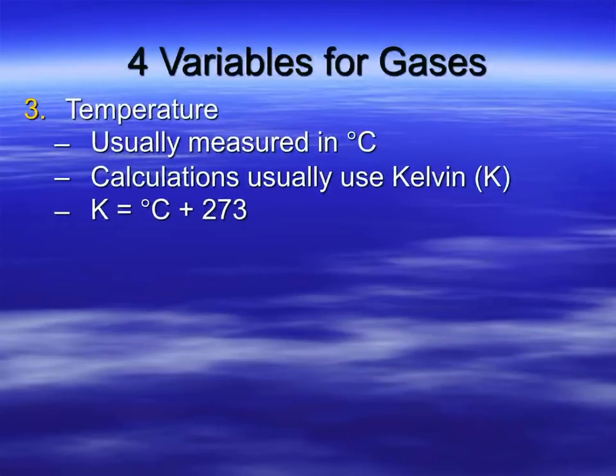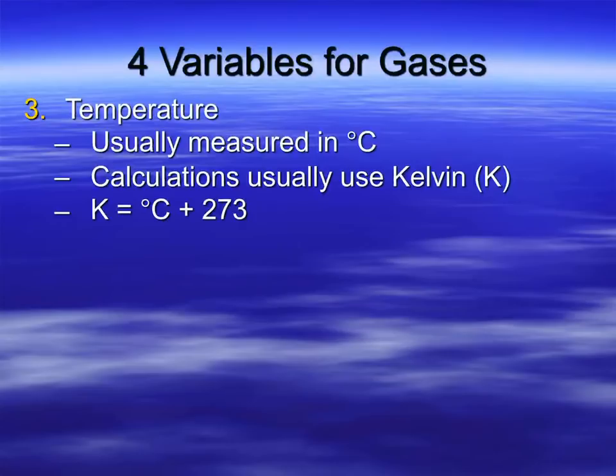That brings us to our third variable, right? Temperature. We know that the rest of the world uses everything in degrees Celsius, but for us, whenever we make calculations, it always has to be in Kelvin. This is the number one mistake that students make. They don't convert their temperatures to Kelvin, they just leave it in Celsius.